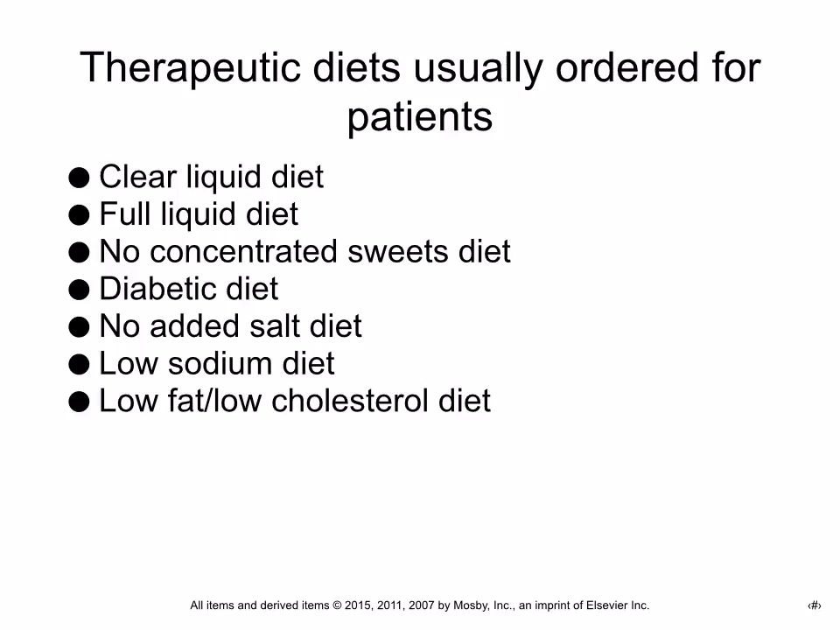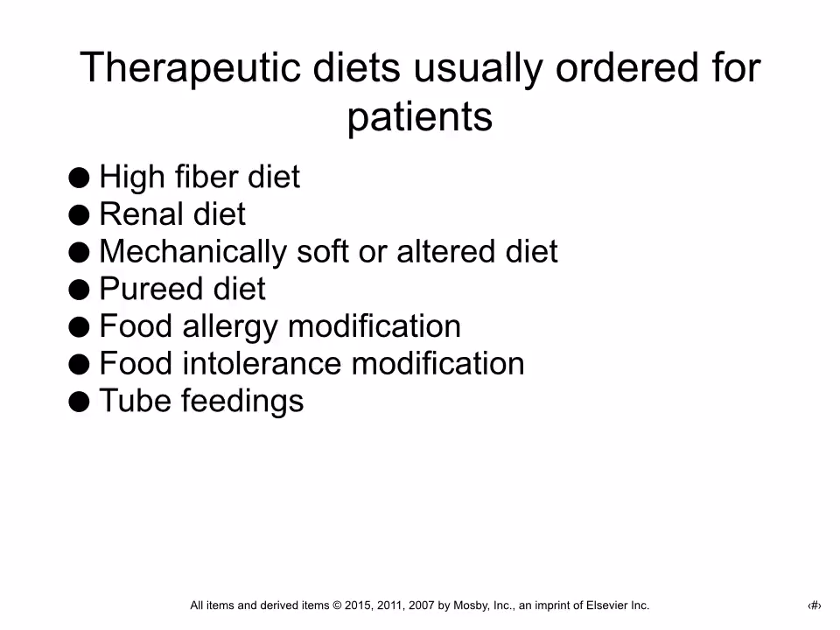So let's go to the next slide. High fiber diet. High fiber diet is usually prescribed by the doctor in the prevention or treatment of a number of GI, cardiovascular, and metabolic diseases. Increased fiber will come from a variety of sources, including vegetables, whole breads, cereals, fruits, etc.